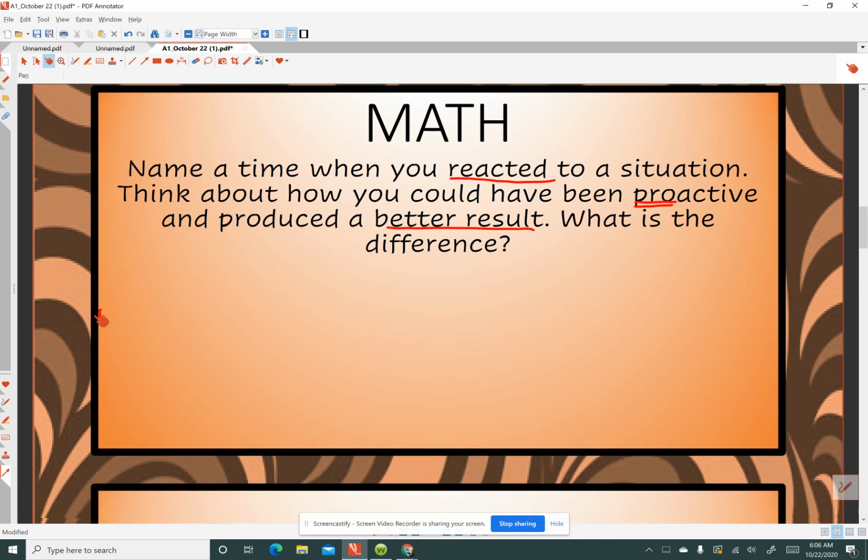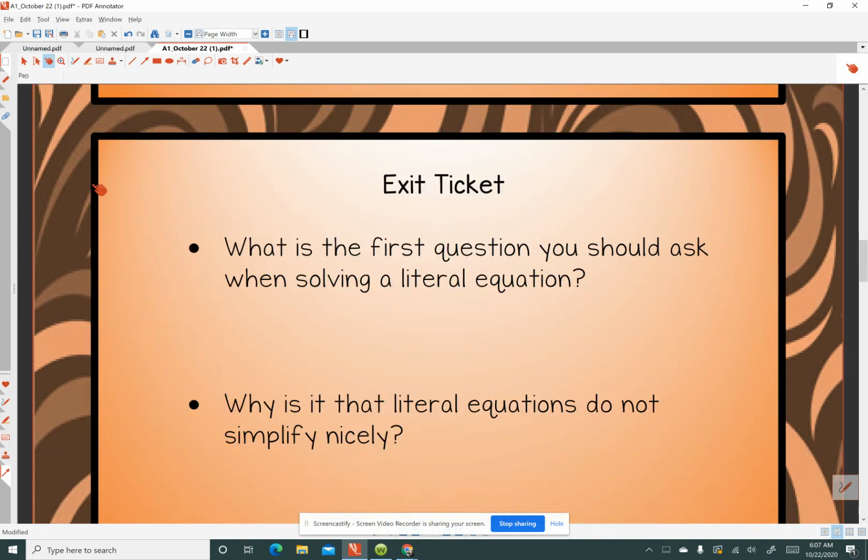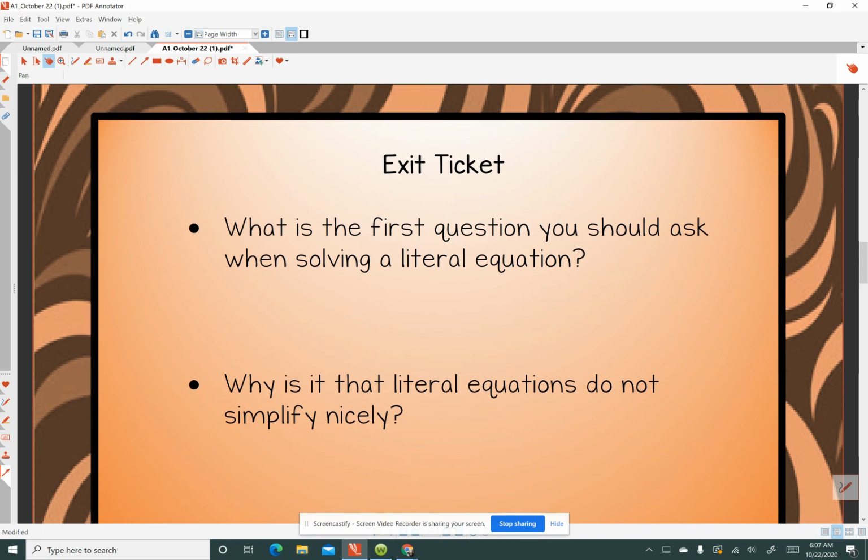And our exit ticket today, let's look at that ahead of time. What is the first question you should ask when solving a literal equation? And why is it that literal equations do not simplify nicely?